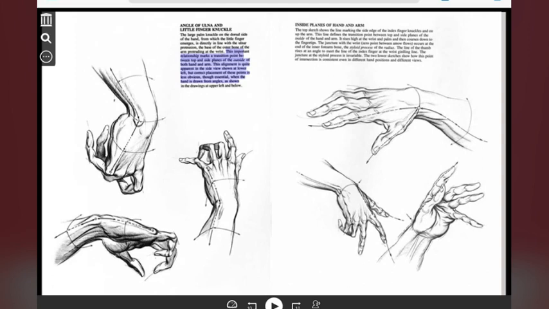This alignment is quite apparent in the side view shown at lower left, but correct placement of these points is less obvious, though essential, when the hand is drawn from angles, as shown in the drawings at upper left and below. Inside planes of hand, in arm. The top sketch shows the line marking the side edge of the index finger knuckles and on up the arm.